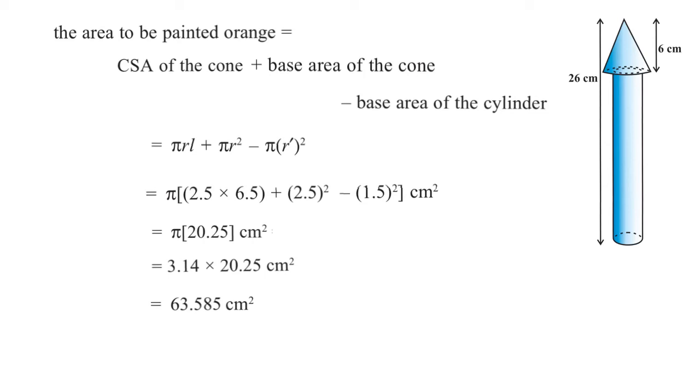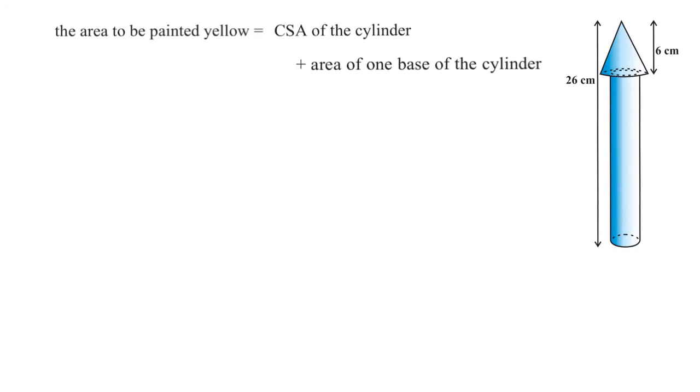Now, we will go to the area that has to be painted yellow, that is the curved surface area of the cylinder plus the area of one base of the cylinder. We need to find the curved surface area of the cylinder plus one base of the cylinder. Let's see how we go about. So, the area to be painted yellow is going to be the curved surface area of the cylinder plus the area of one base of the cylinder.